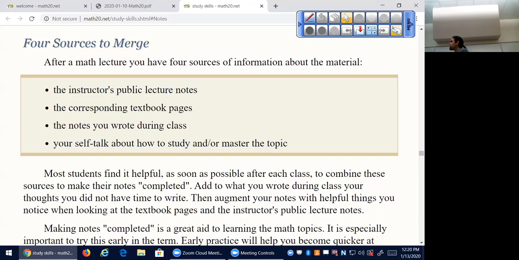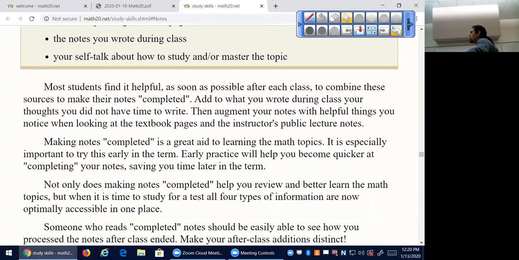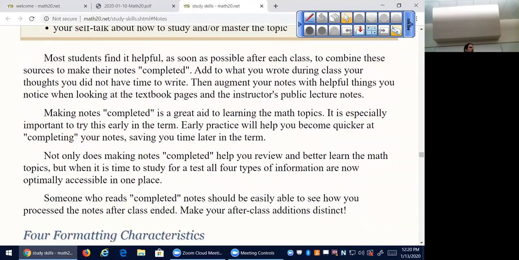And you don't want to have 4 different sources of stuff, because then when it's time for a test, you can't cram. You have too many piles of things to go look at. So your job when taking math notes is to sort of complete your notes. That's not an official word, it's just my slang. You want to take those 4 sources and squish them all together.